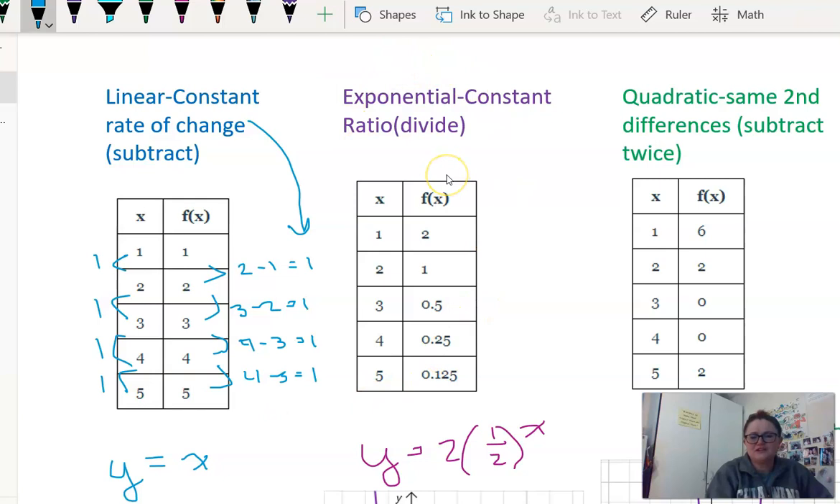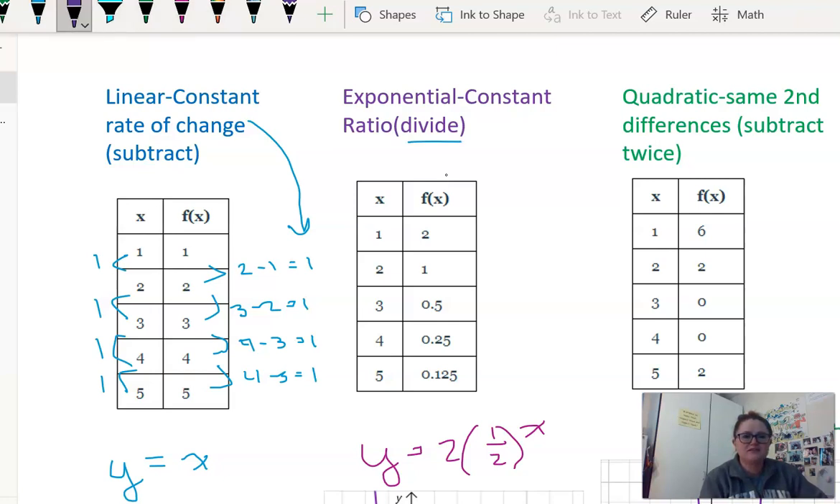Exponential functions are going to be different. If you see here, if we start subtracting, 1 minus 2 is going to be negative 1, but then 0.5 minus 1 is negative 0.5. And then this would be negative 0.25. So we're not going to have the same number every time when we subtract. So we're going to divide.